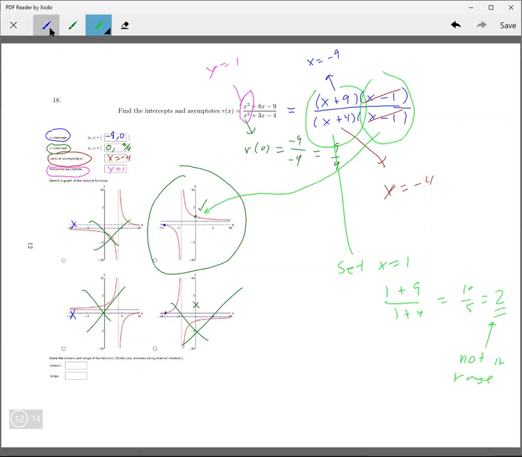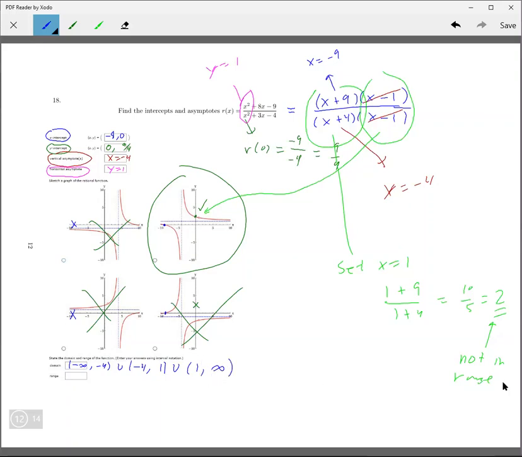Okay, so when we go to write down the domain, we know to exclude 1 and -4. We have to exclude 1. And then 1 to infinity. So we got to do that one.